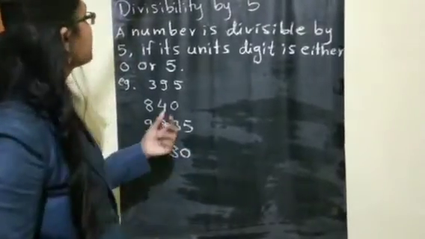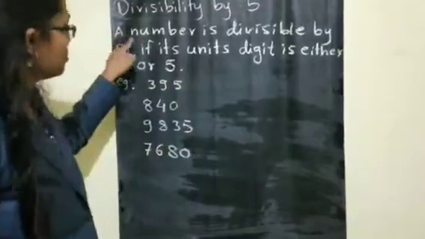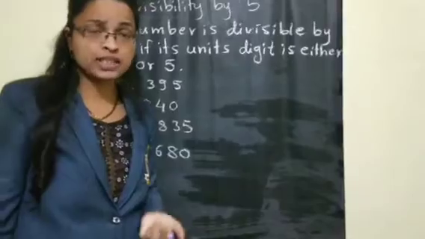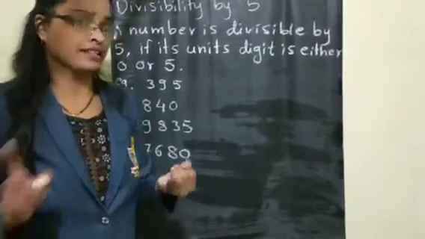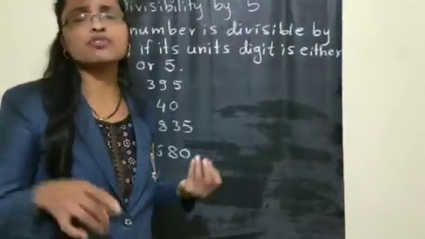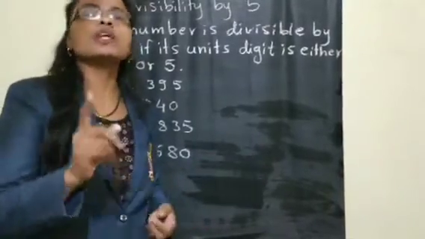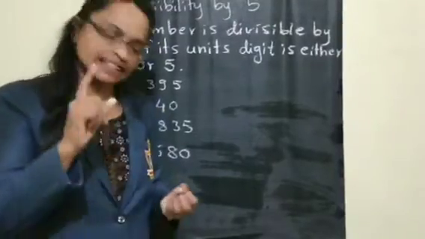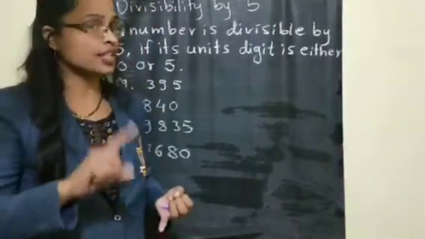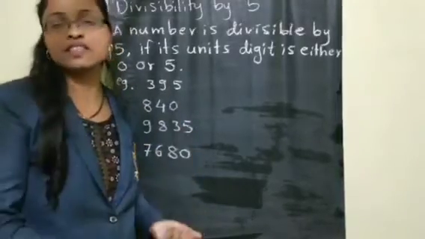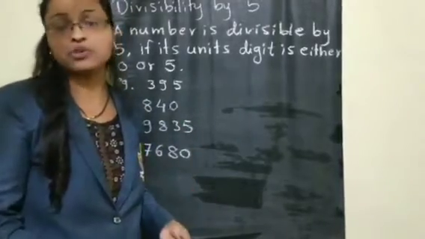So now let us see divisibility by 5. A number is divisible by 5 if its units digit is either 0 or 5. Whatever the big number is there, 3-digit, 4, 5 and so on, only you people have to check its unit place, ones place. And in that place, if the number is 0 or 5, then that full number is divisible by 5. We have to consider it.